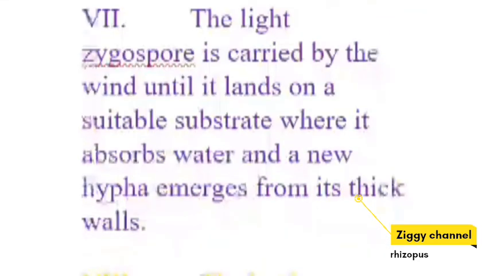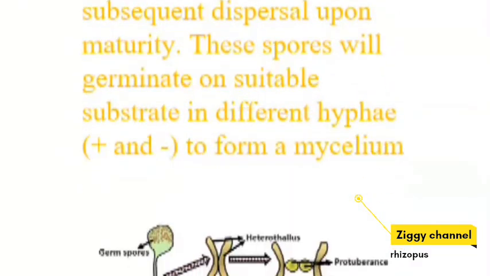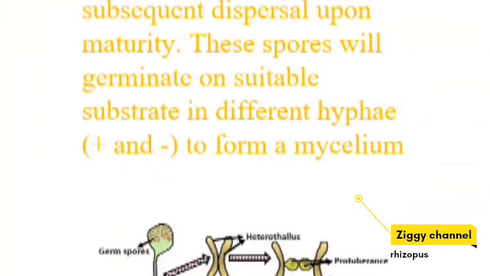7. The light zygospore is carried by the wind until it lands on a suitable substrate where it absorbs water and a new hypha emerges from its thick walls. 8. The hypha grow rapidly producing sporangia containing spores for subsequent dispersal upon maturity. These spores will germinate on suitable substrate into different hypha, to form a mycelium.